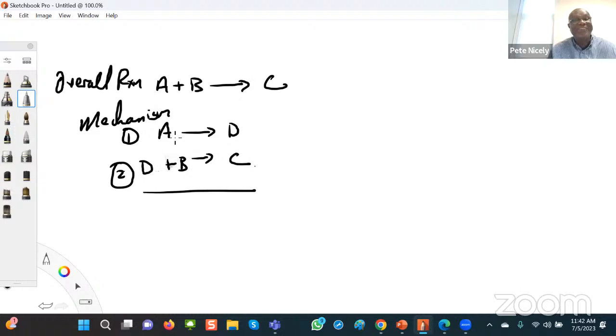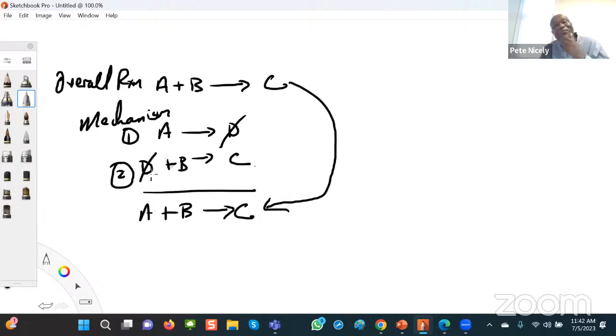So you'll notice that when you add these two, you're going to have D on this side, D on this side. And what you should have learned in General Chemistry 1, and if I'm not mistaken, this would be when you learned about net ionic equations, is that whenever you have any common items on both sides, they'll cancel out. So in this particular case, the D's will cancel out, right? So what will you be left with? A plus B to give C, which is the same as the overall reaction, right? And this is true for every mechanism. When you add up all the steps in the mechanism, the result should be the overall net equation, all right?